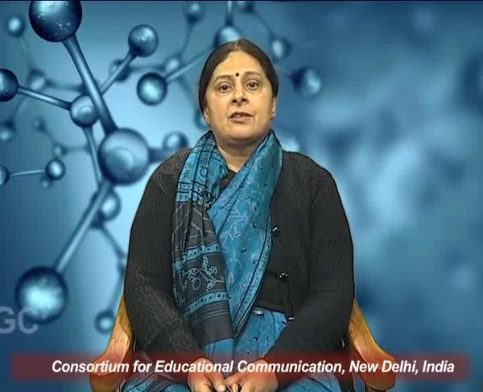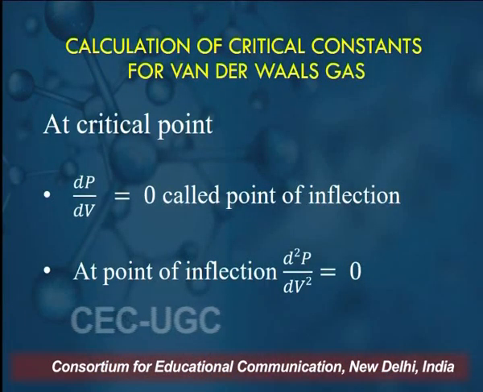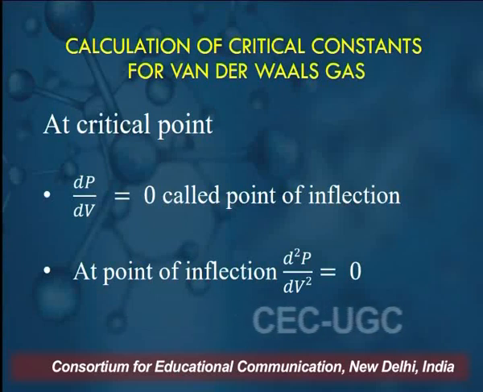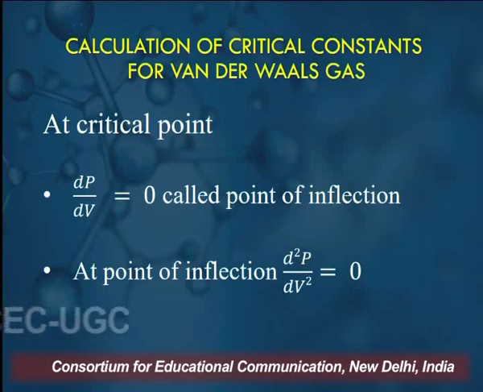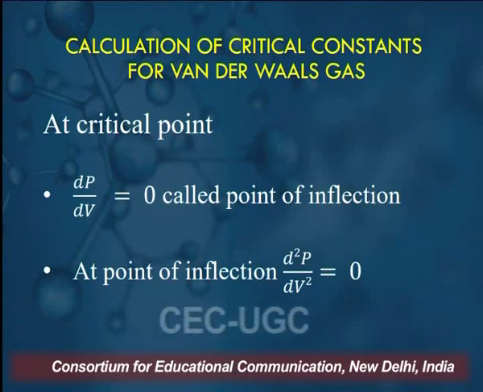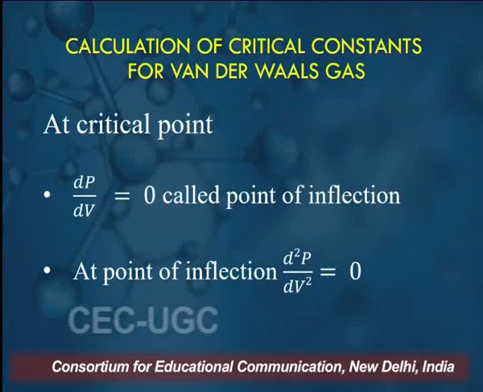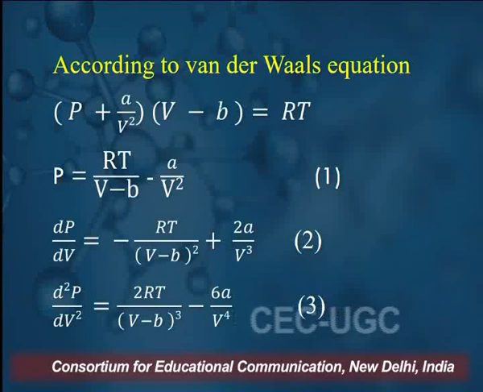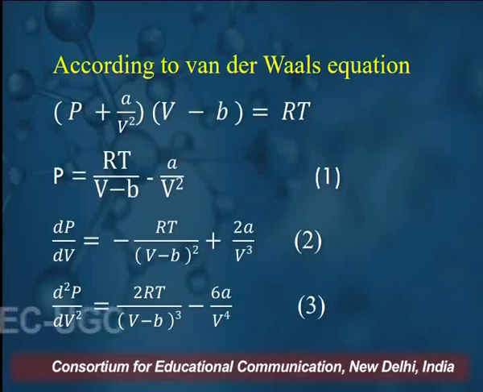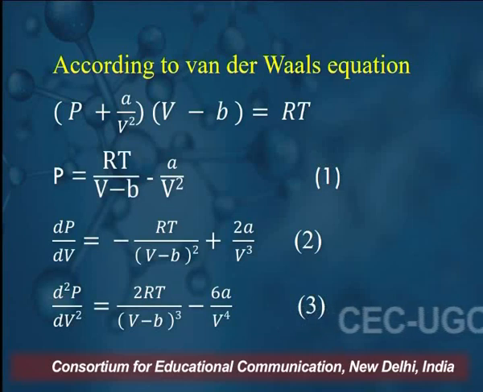To calculate these critical constants, we should remember that at the critical point dP by dV has to be 0. At the point of inflection, d2P by dV2 is also equal to 0. Using these two conditions and applying them to the equation of state for a van der Waals gas, it is very easy to calculate Tc, Pc and Vc. So according to van der Waals equation, P plus a by V square into V minus b is equal to RT. Rearranging the terms, we get P is equal to RT over V minus b minus a by V square.